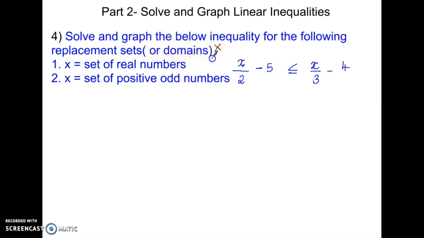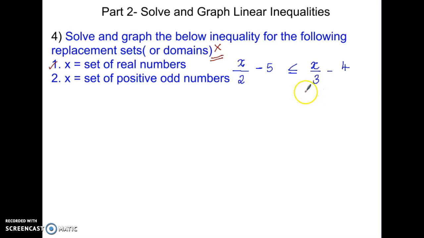domains. Now the domain just means x values. So we have to solve this problem for two types of domains. The first one being x the set of real numbers, and the second one x the set of positive odd numbers. So let's try the first one. In order to solve this, we are going to first solve it just like we would solve a regular equation. We're going to bring all the x on one side of the inequality and numbers on the other side, and then we're going to solve from there.